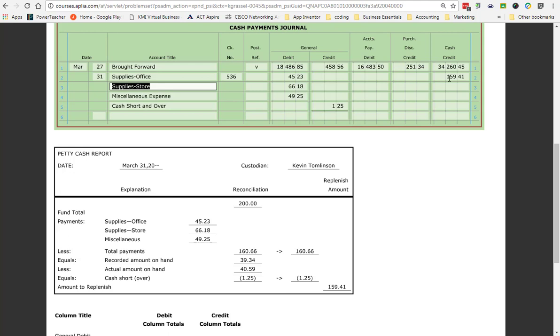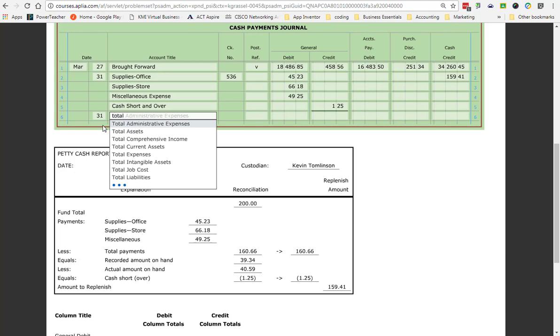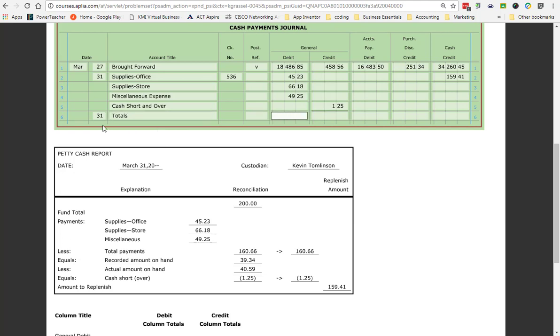Next instruction, read, total, prove, and rule our cash payments journal. How many days are in March? 31. So we're going to put the 31st. We're going to do totals. Then you have to go through and add up your columns. I'm doing accounts payable and purchases discount credit first because those are the easiest ones to add up.